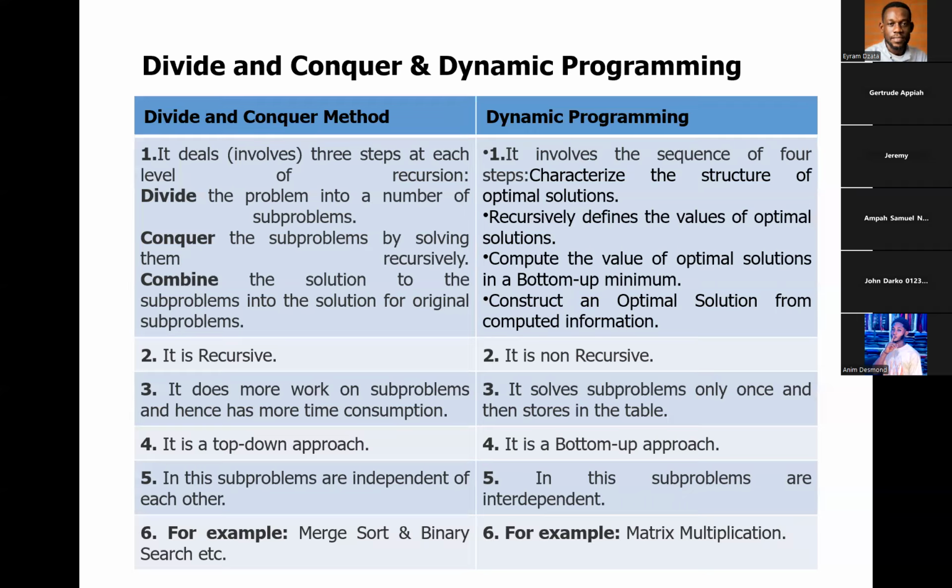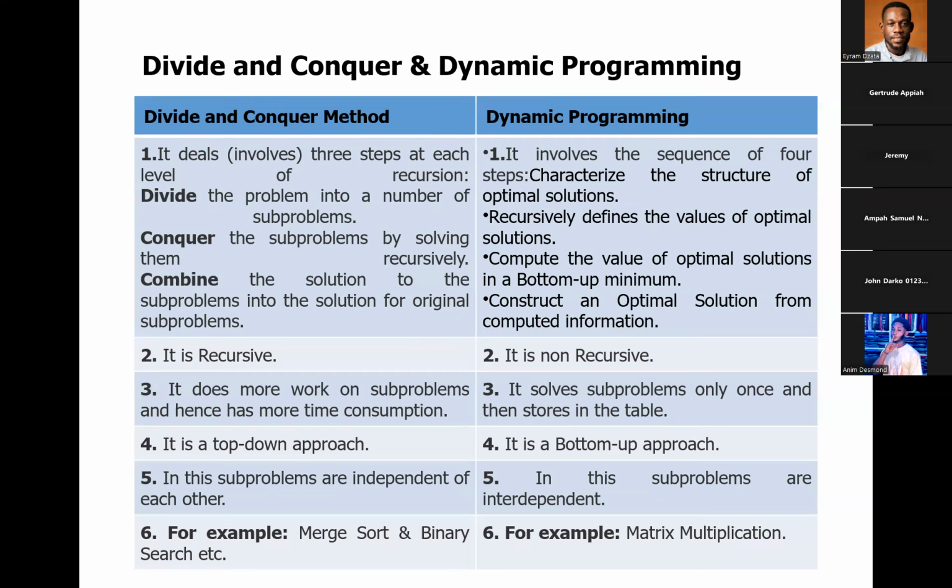Then recursively define the value of the optimal solution, compute the value of the optimal solution from the bottom up, and then construct an optimal solution from the computed information. Divide and conquer is recursive. Dynamic programming is not recursive. It does more work on sub-problems. It solves each problem only once and stores the value in the table.